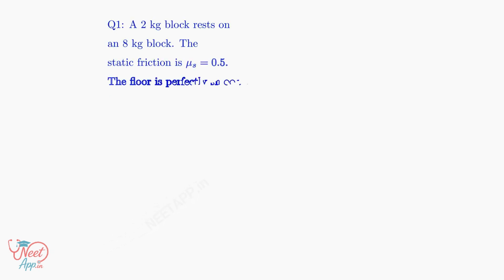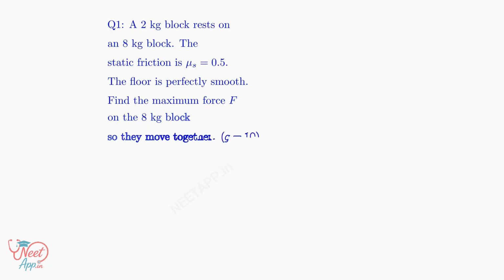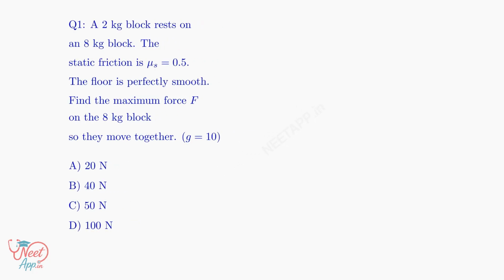Welcome to part 3. Let's tackle the dreaded block-on-block friction. A 2 kg block rests on an 8 kg block with a static friction coefficient of 0.5. The floor is smooth. What is the maximum force F on the bottom block so they move together?